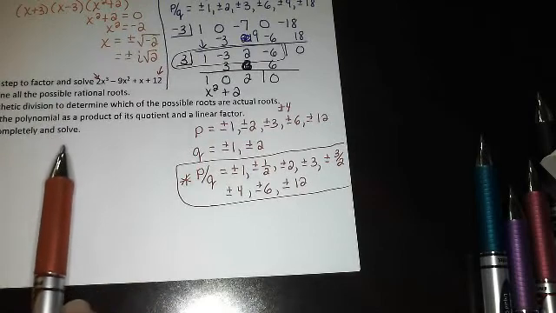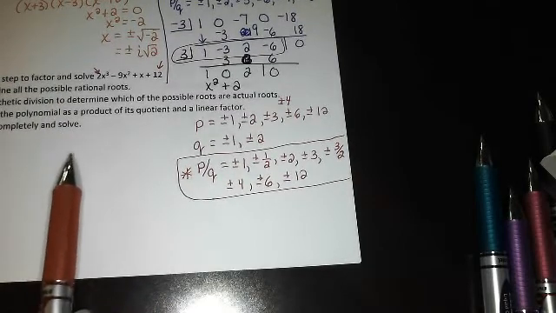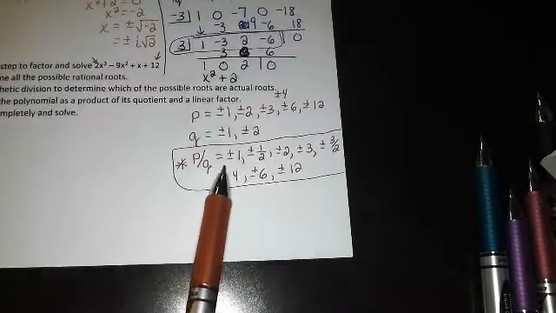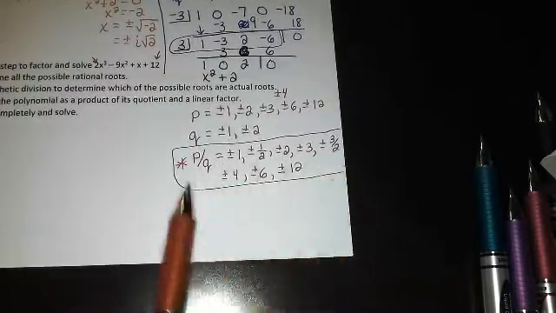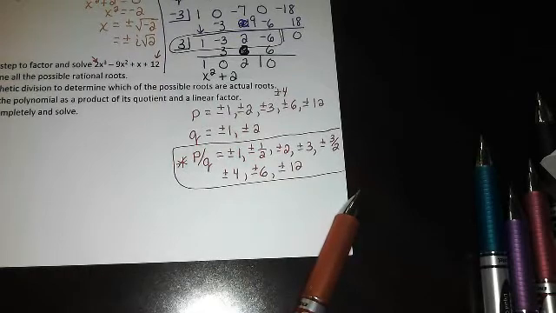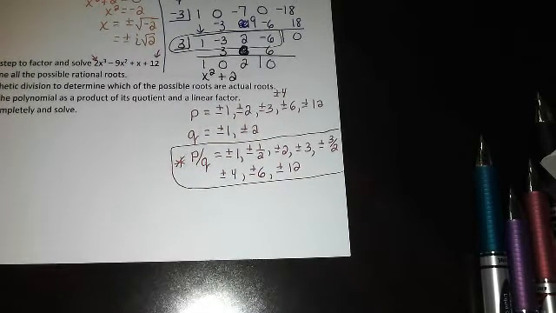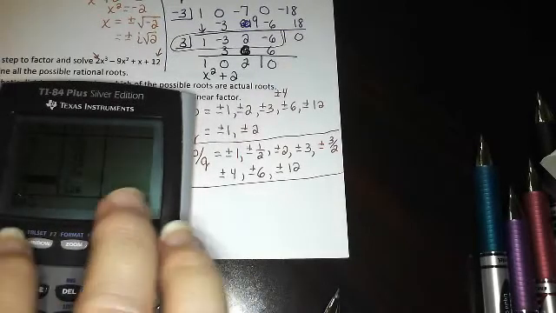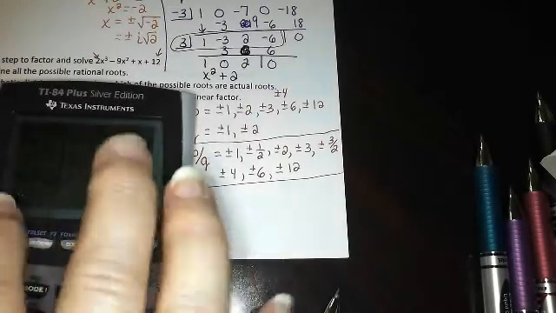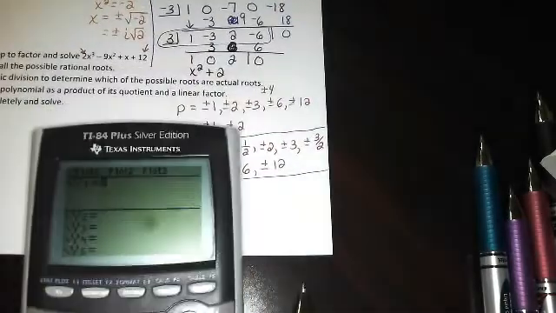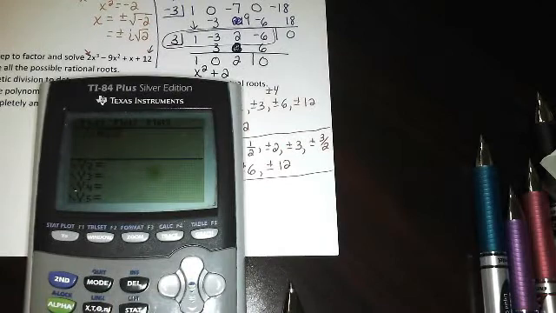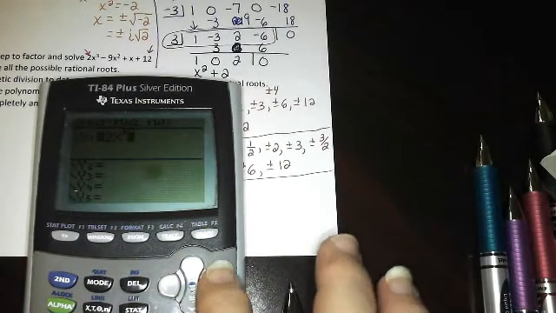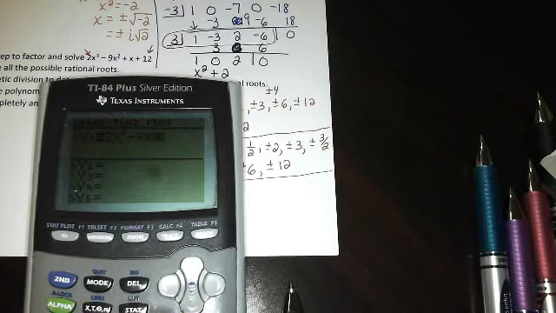Now, like I said, back in the day, when I was a youngster, we would do synthetic division for every single one of these to figure out which one had a remainder of 0. As you can imagine, this took a lot of paper and a lot of time. But because I have my handy dandy calculator, I'm going to go to y1 and type in my new equation: 2x to the third minus 9x squared plus x plus 12.